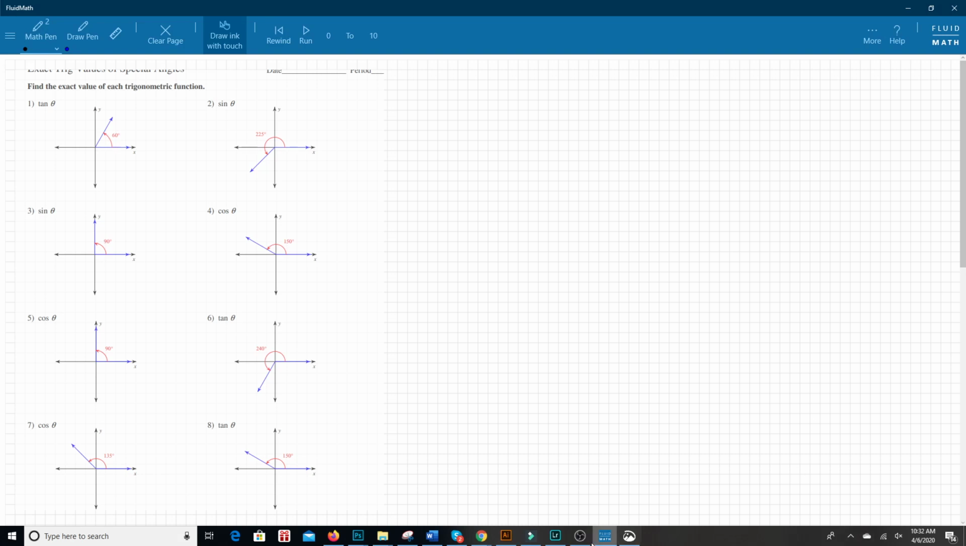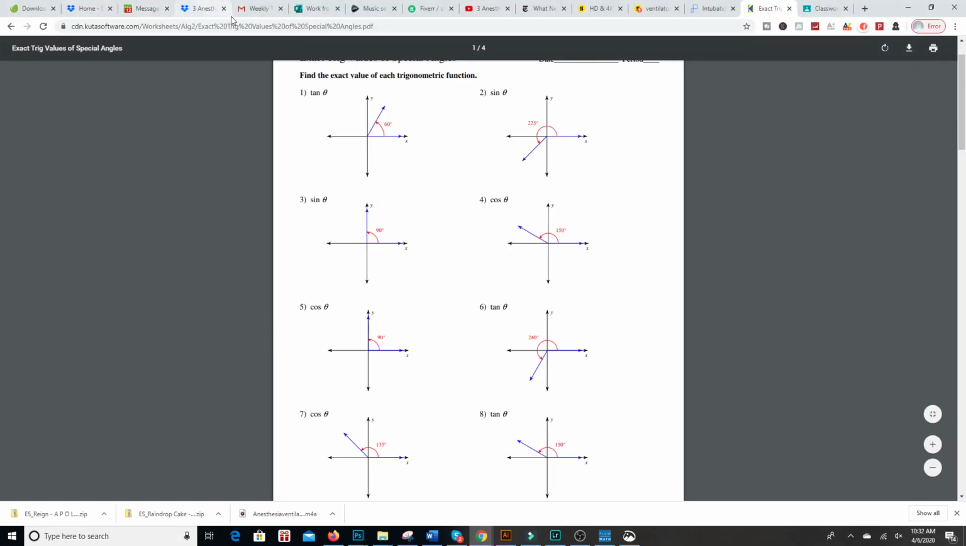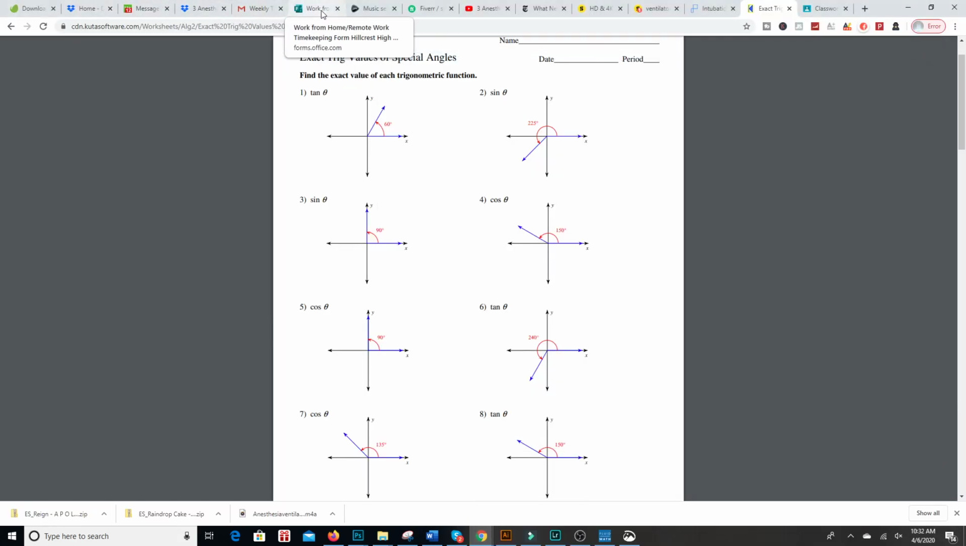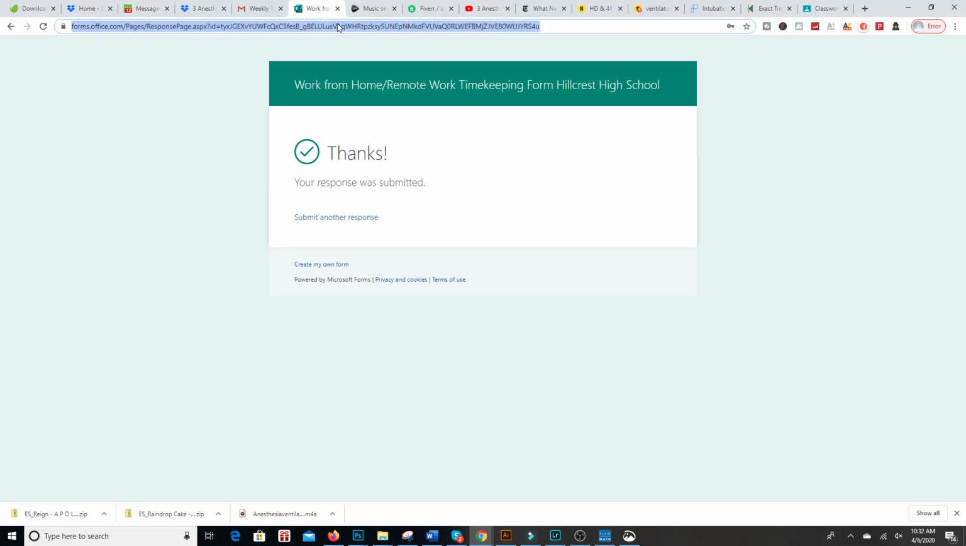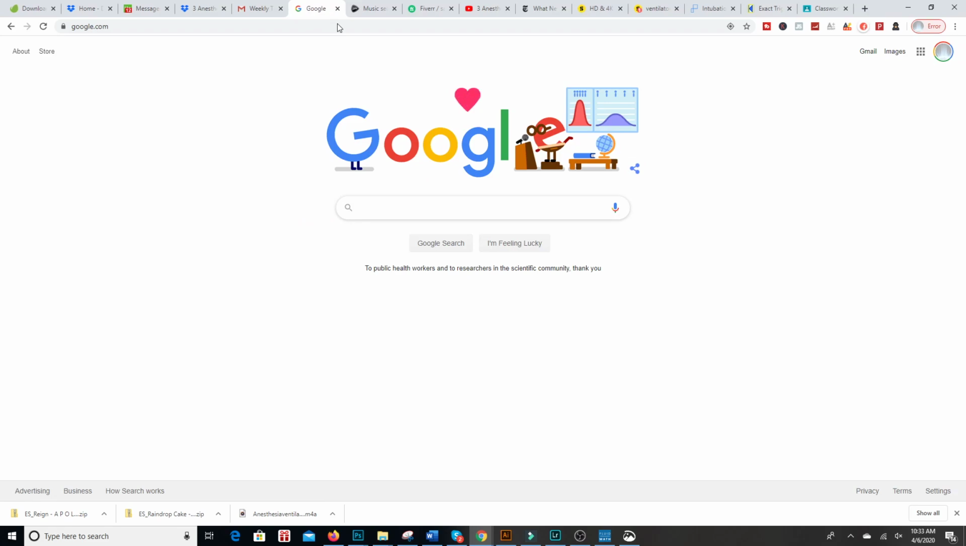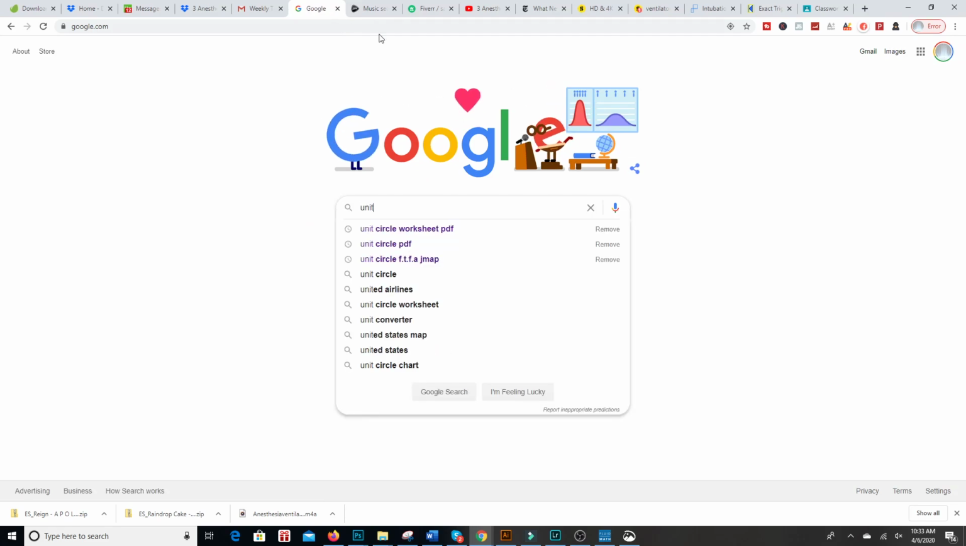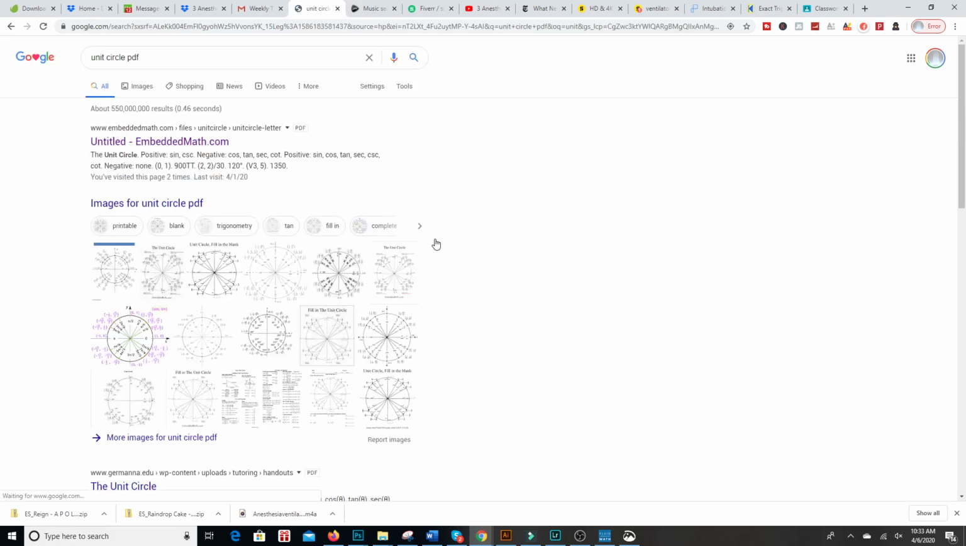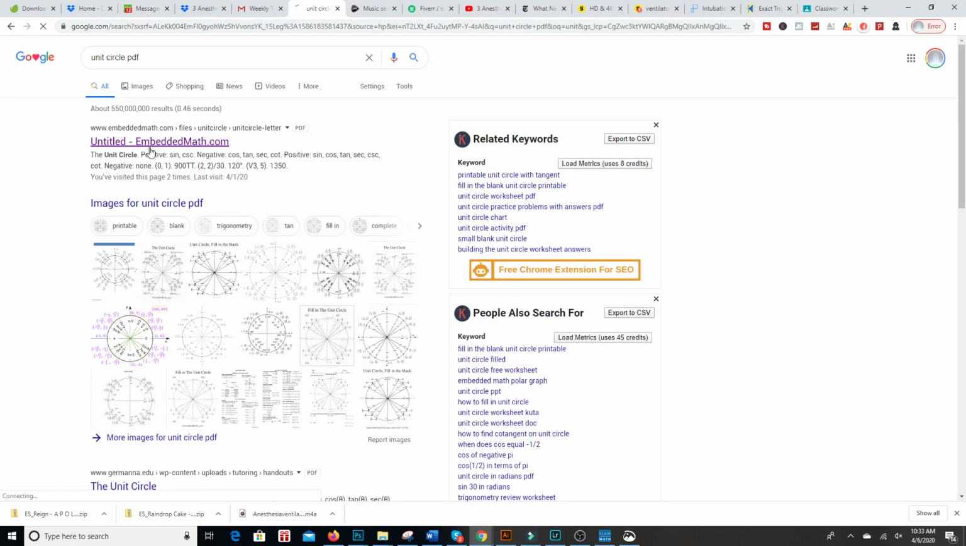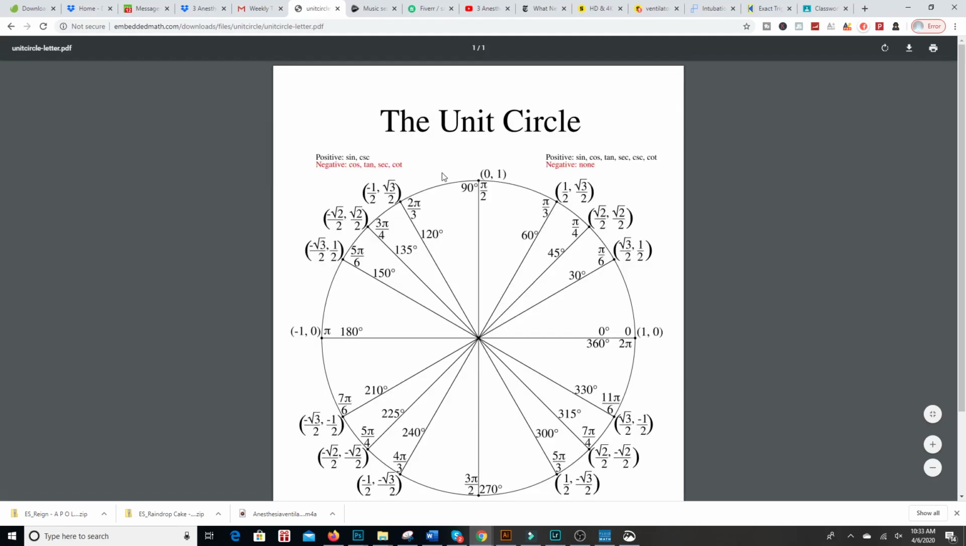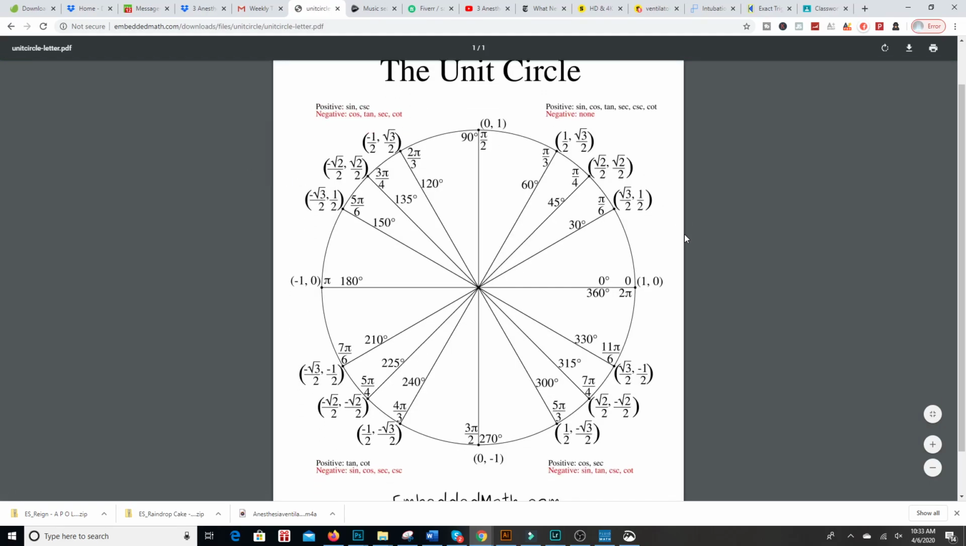So we need the unit circle. Let's get the unit circle out here. Unit circle. That's very nice. All right, so we're going to use this to reference this sheet.